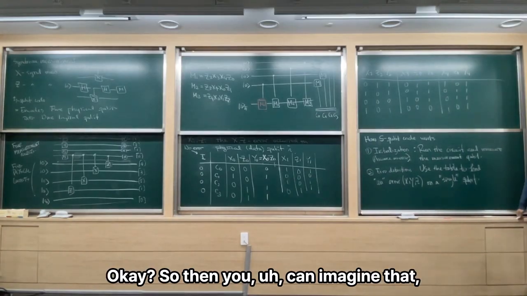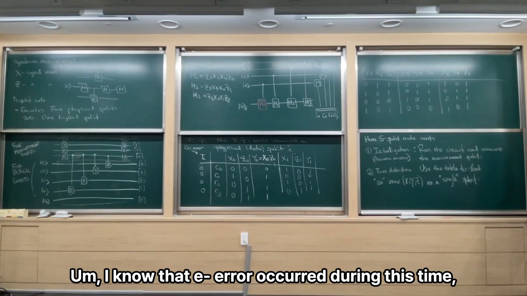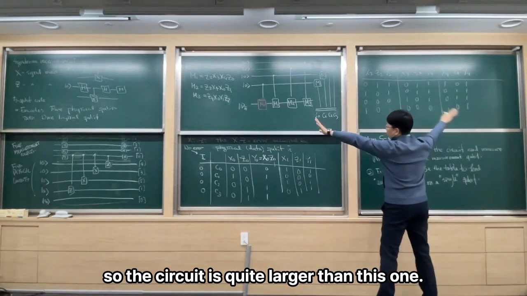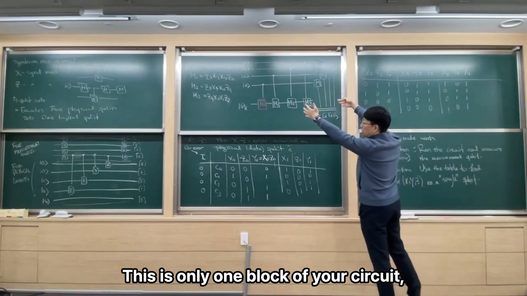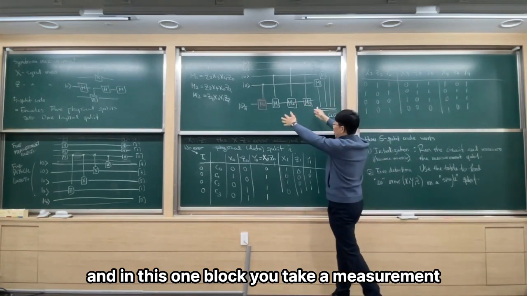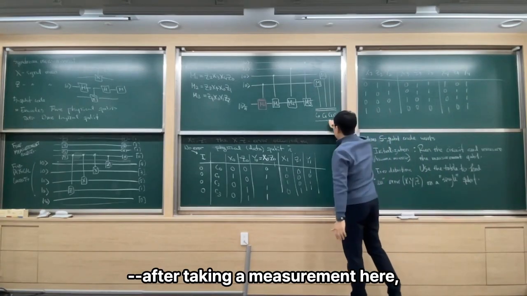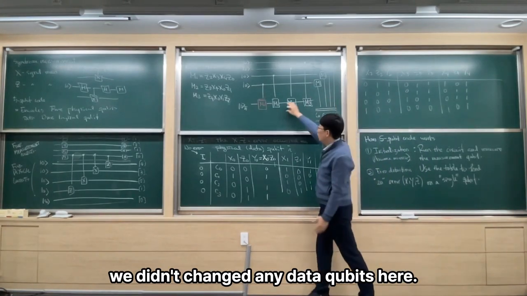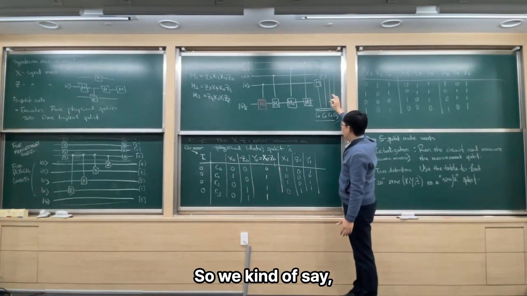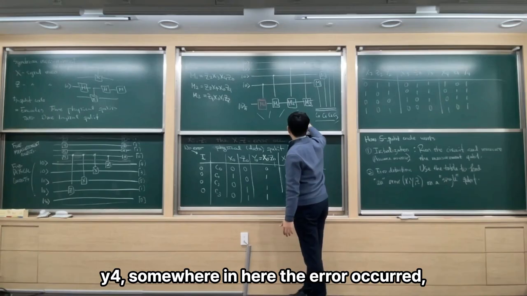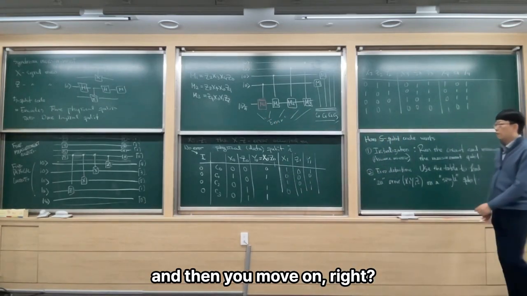Okay, so then you can imagine that there must be an error. I know that the error occurred during this time, so the circuit is quite larger than this one. This is only one block of your circuit, and in this one block you take a measurement of whether the error occurred, and you move on. After taking a measurement here, we didn't change any data qubits here, so we say, okay, there was an error, Y4, somewhere in here, the error occurred, and then you move on, right?